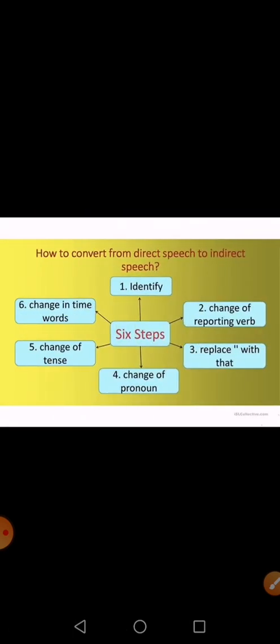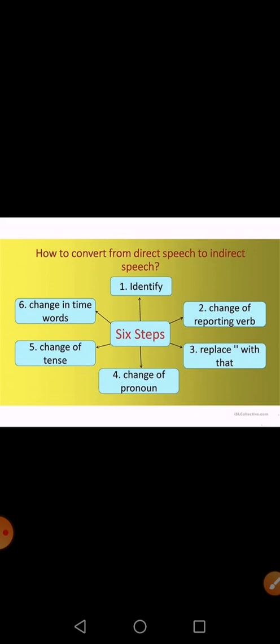Now, one simple way to differentiate direct speech and indirect speech is that direct speech is enclosed in inverted commas and indirect speech is not enclosed in inverted commas. Okay. Now there are 6 steps to convert direct speech into indirect speech. The first one is identify. You have to identify the subject, object, tense, first person, second person, third person. All these things you have to identify.